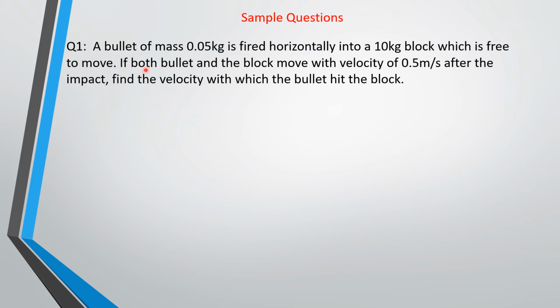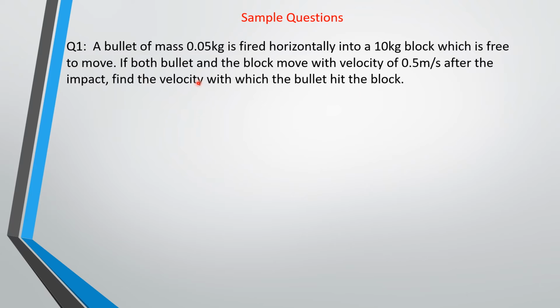So this is a sample question that I want to consider first. This question states that a bullet of mass 0.05 kg is fired horizontally into a 10 kg block which is free to move. If both bullet and the block move with velocity of 0.5 meters per second after the impact, find the velocity with which the bullet hits the block.